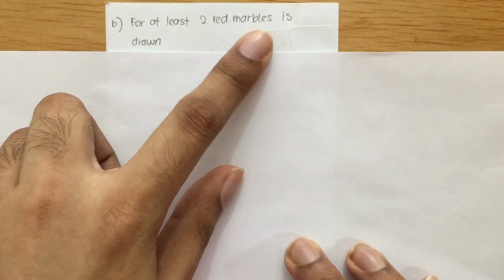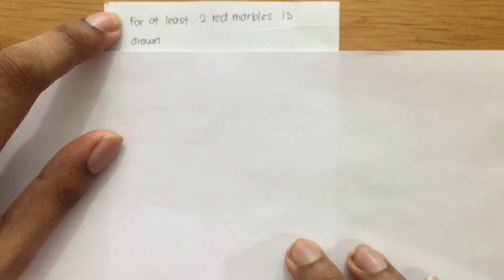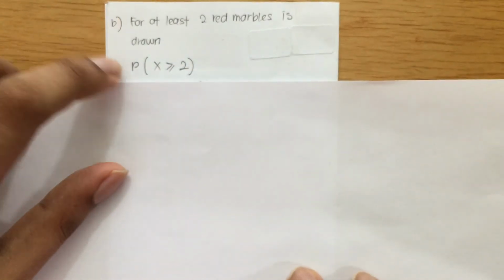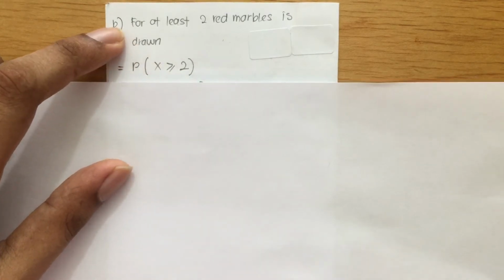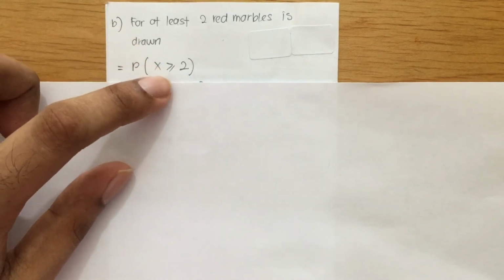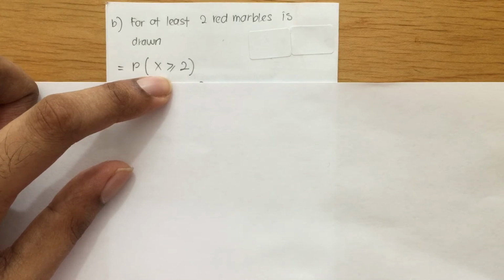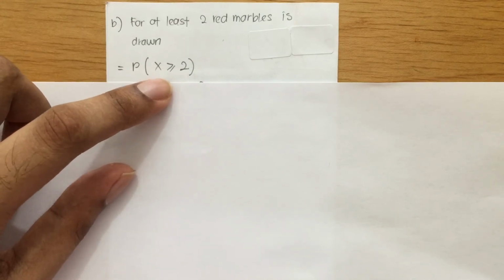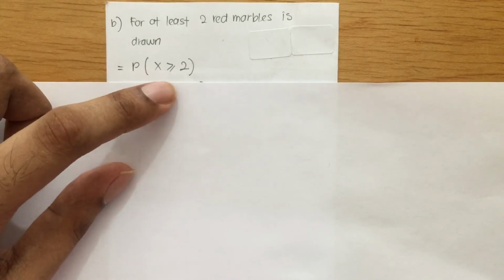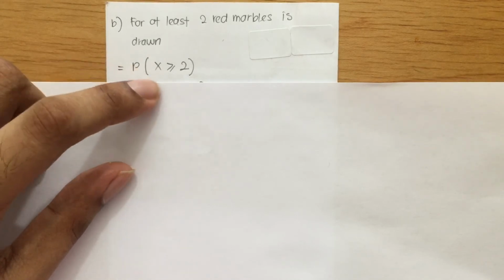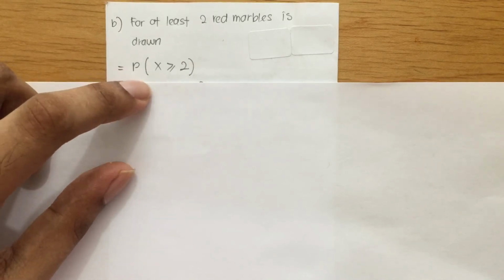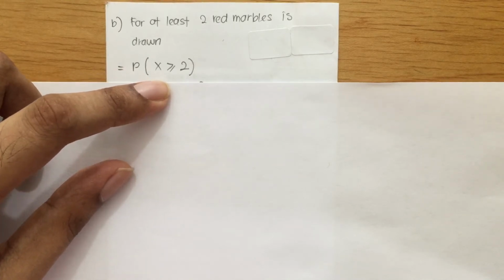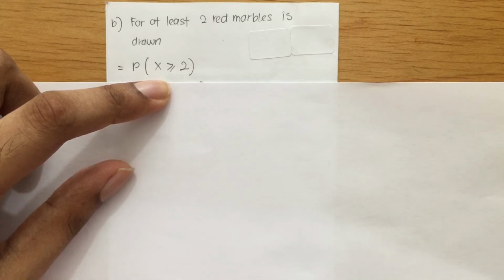For at least 2 red marbles drawn, the probability is this: the probability that X is more than or equal to 2. For more than or equal to 2, you would need to add the probability of X equals 2, X equals 3, X equals 4, and so on until you reach the probability of X equals 10. But if you do that, your calculation will be tedious.